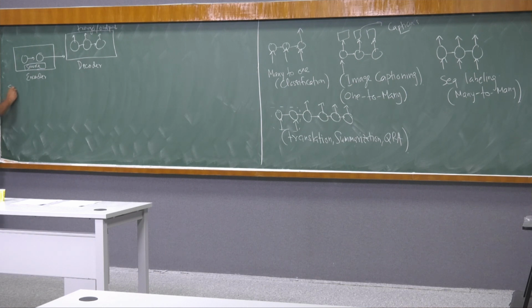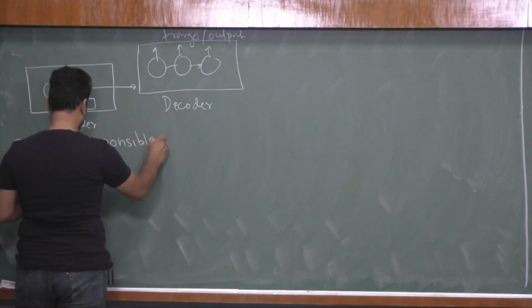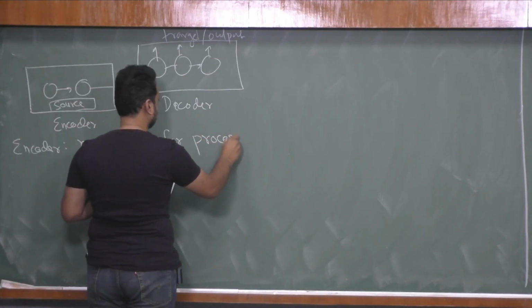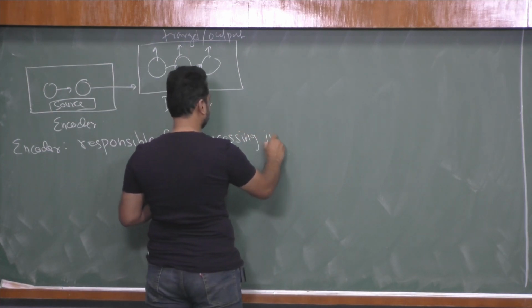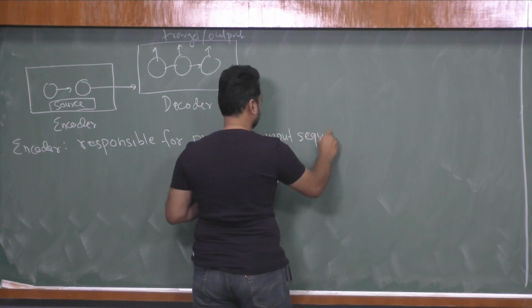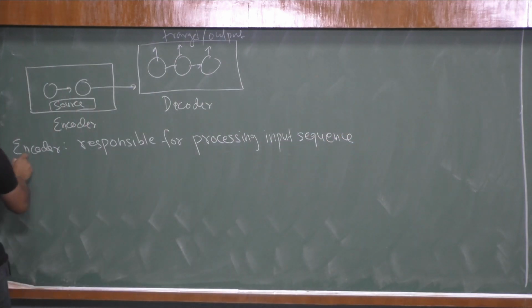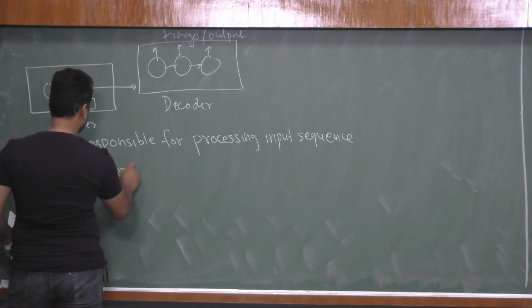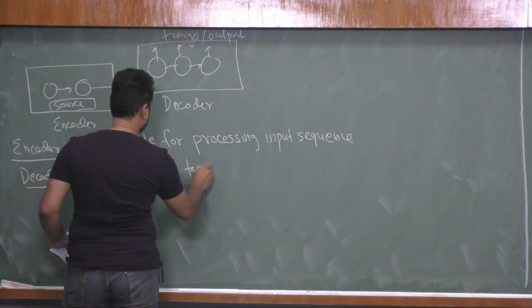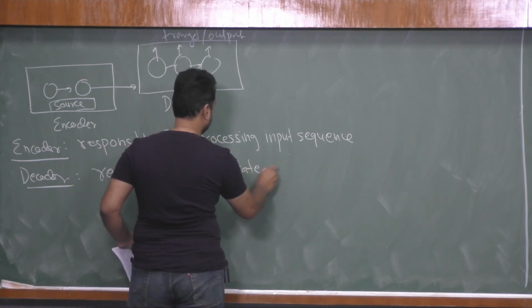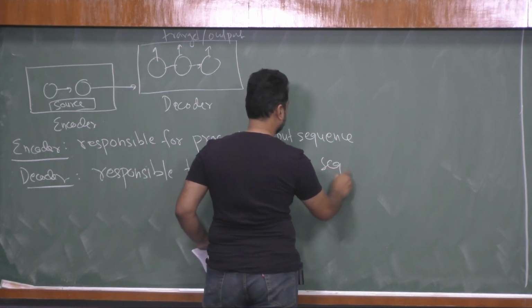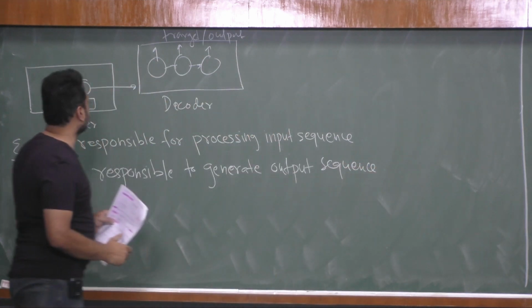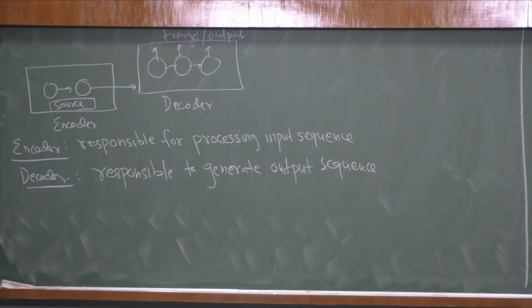So the encoder is responsible for processing the input sequence. The whole goal of the encoder is to process the input sequence, and the decoder is responsible for generating the output sequence. That is the goal of the encoder: it encodes the inputs, and the decoder decodes them.